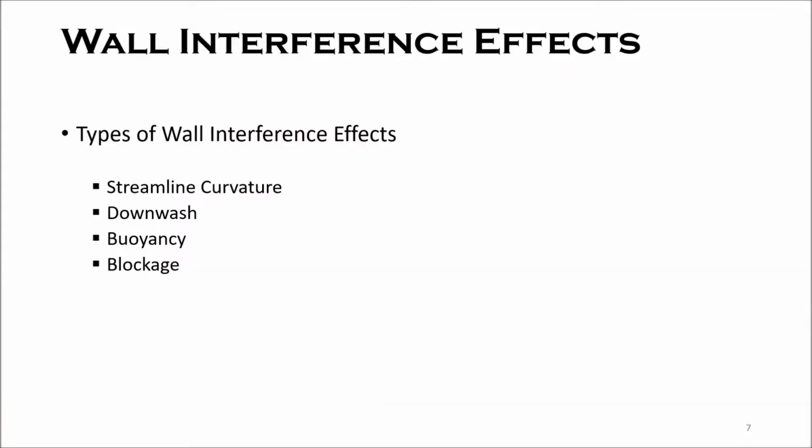Wind tunnels are used to simulate the real flow environment of a model so that the flow characteristics can be studied and modeled. Though there are advantages to having a closed test section, the walls are an introduced factor to the simulation which produce additional effects on the airflow. Examples include effects due to streamline curvature, downwash, buoyancy, and blockage.